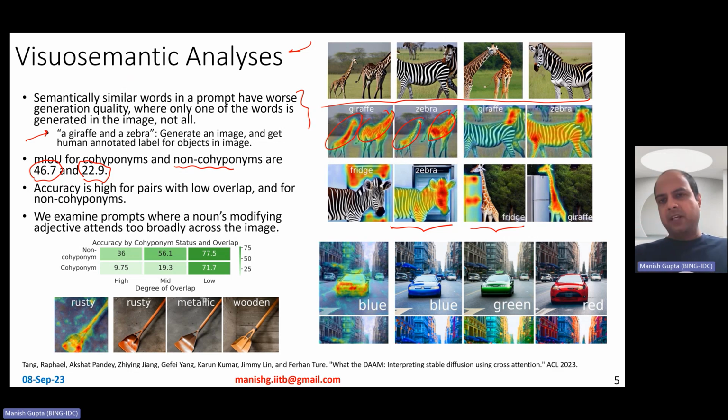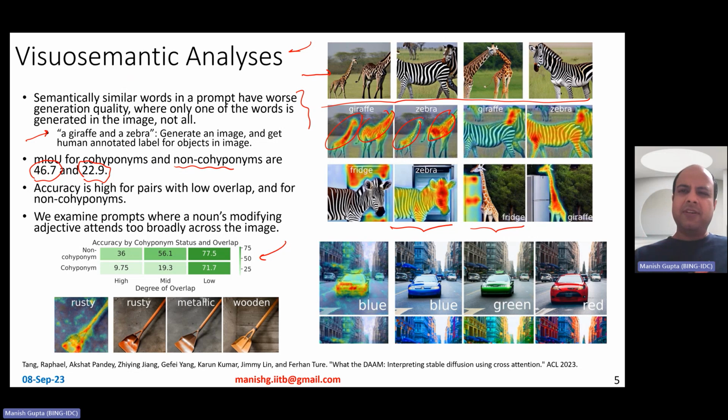So the stable diffusion model feels that it has done its job by drawing the giraffe, when it should also have drawn the zebra. Okay, so that's that. They do further analysis of accuracy. They ask humans to label these generated images and identify whether it generated both giraffe and zebra, right?